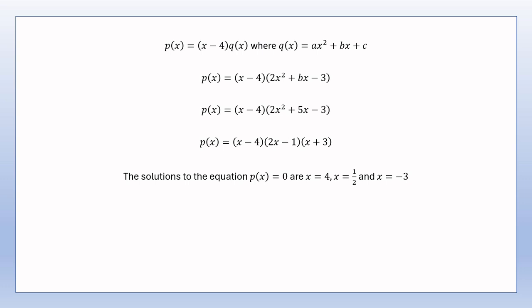minus 3. Now, do any of these values of x make the denominators of the original equation equal to 0? No. So in that case, all of these values of x are also solutions to the original equation. Remember that the cubic equation that we've just solved here is not the original equation that we wanted to solve.